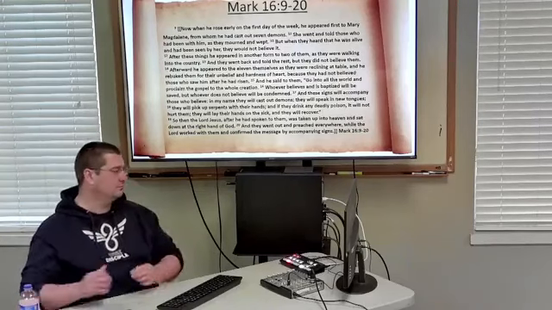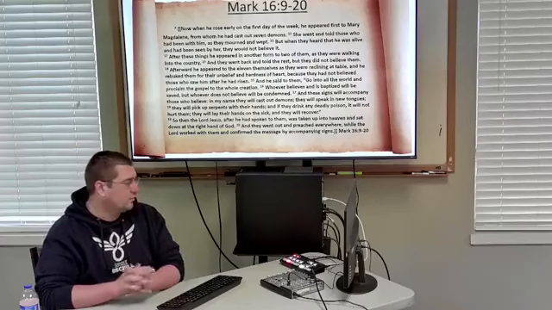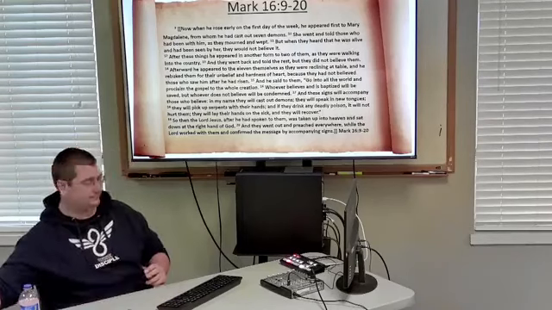Later, Jesus appeared to the 11 as they were eating. He rebuked them for their lack of faith and their stubborn refusal to believe those who had seen him after he had risen. He said to them, "Go into all the world and preach the good news to all creation. Whoever believes and is baptized will be saved, but whoever does not believe will be condemned. And these signs will accompany those who believe. In my name they will drive out demons. They will speak in new tongues. They will pick up snakes with their hands, and they will drink deadly poison. It will not hurt them at all. They will place their hands on sick people, and they will get well."